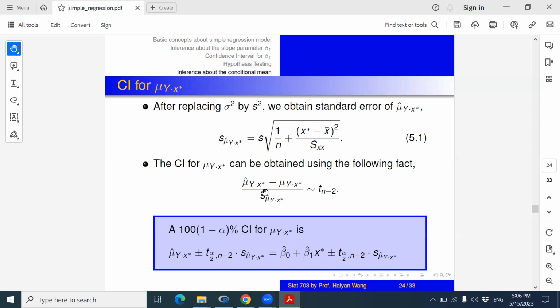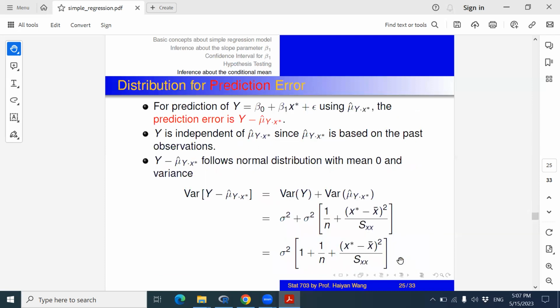Once we have that, we know the confidence interval for mu is simply the point estimate mu hat plus or minus the t critical value times the standard error. The mu hat is simply the linear regression part. The critical value can be obtained by using the qt command, and this part comes from the regression output. So that was the confidence interval.